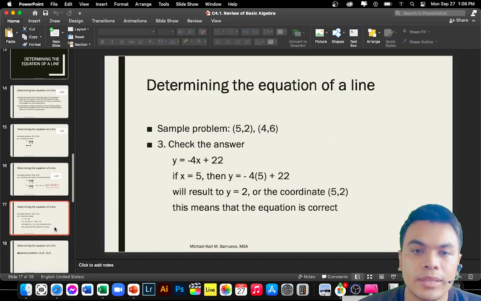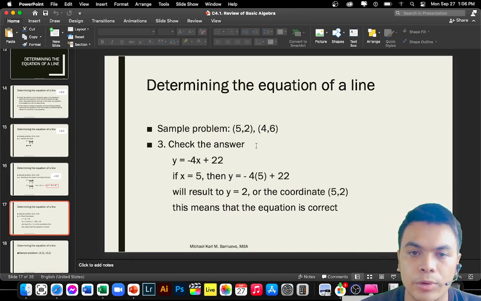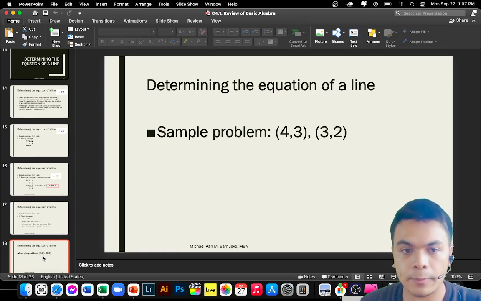All right? In checking the answer, we substitute. We can use either the first set of the coordinates or the second set. Our answer should be this one. If x is equal to 5, then y should be 2, which is in our coordinate. So if we substitute 5 in this formula, we will get 2 as our y. Okay, let's go straight to the problem.